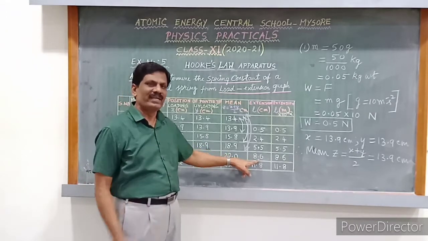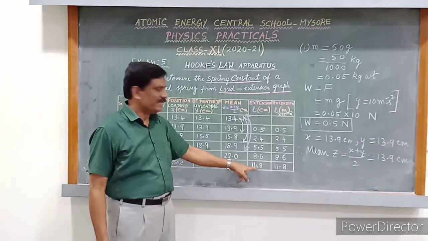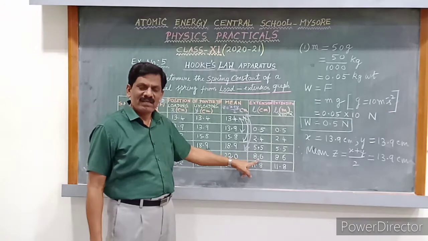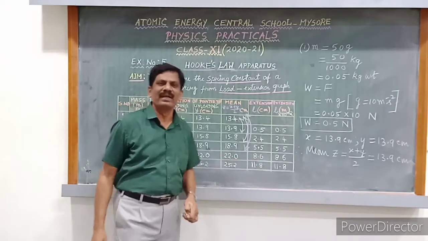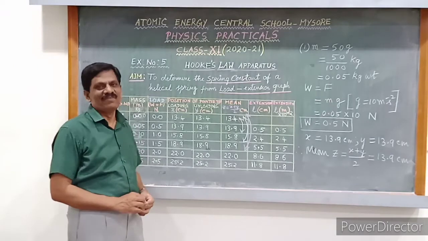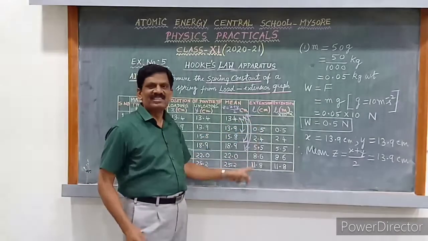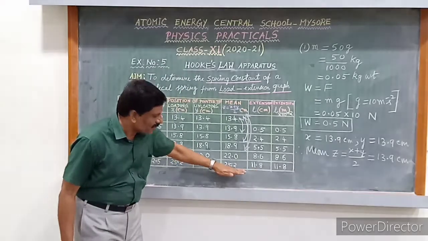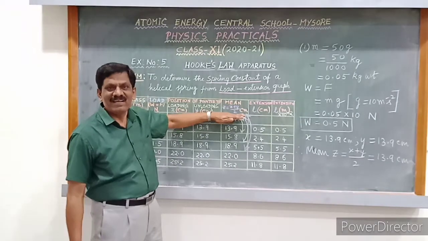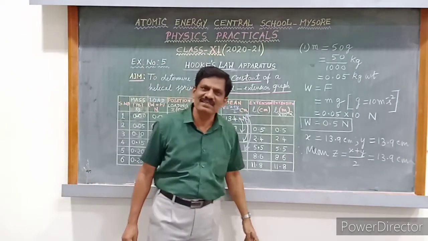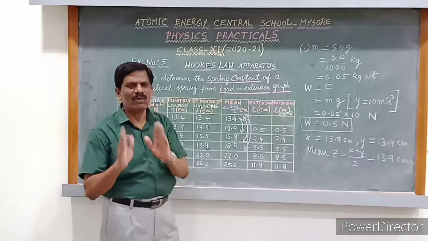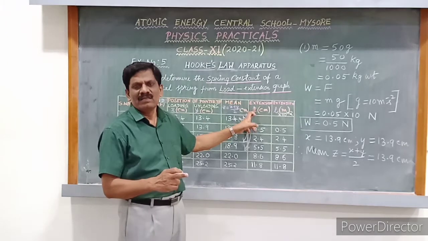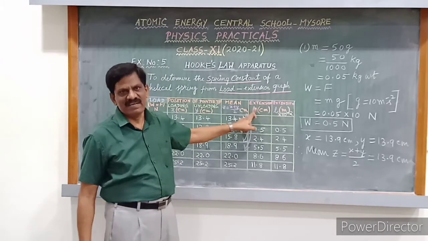So for 200 gram weight, what is the mean extension L? It is in centimeter. It is 8.6 centimeter. Similarly, last reading is for 250 gram weight. For 250 gram weight, what is the mean extension L? It is equal to 11.8. That is the last pointer reading minus initial pointer reading. Have you all understood, my dear students? That is good. So now I have represented the extension produced in the spring, each for every 50 gram weights.